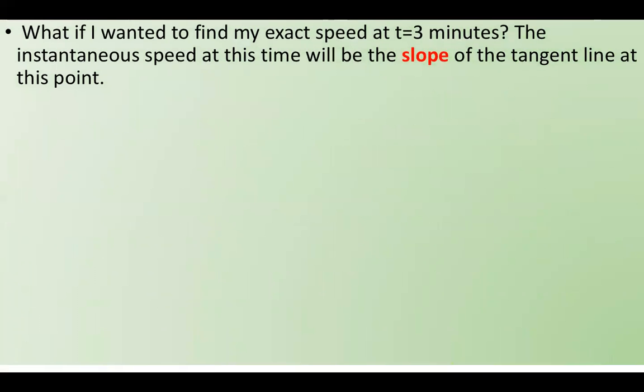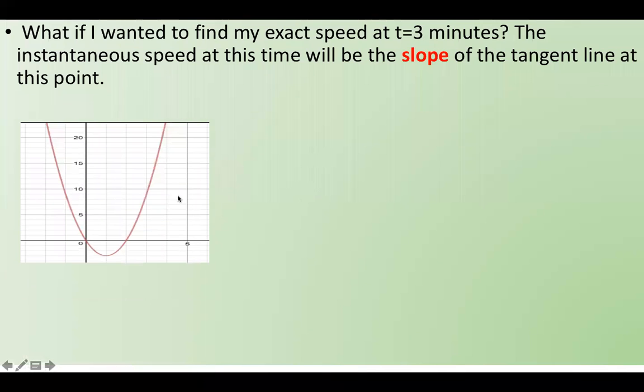Okay, so now with the same problem, what if I want to find the exact speed at t equals 3 minutes? The instantaneous speed at this time is again going to be the slope of the tangent line, which is the same thing as saying derivative. So again, here's the same graph. It just looks less stretched. Same graph though.